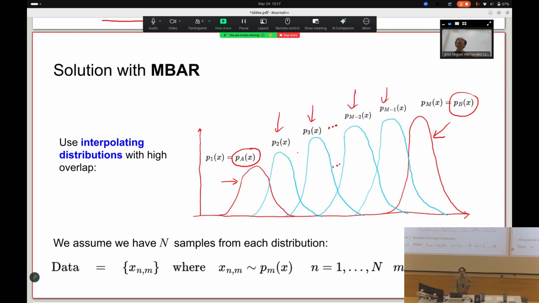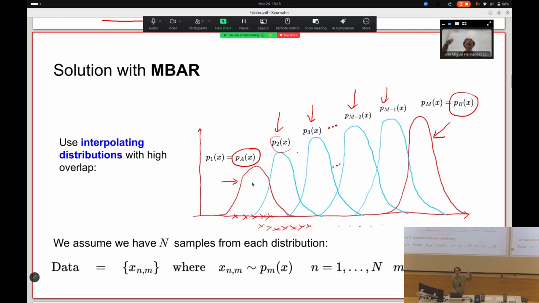And you're going to generate now samples from all these distributions. So you're going to generate samples, and even if your distributions are normalized, you're going to have maybe samples from this PA distribution, and then you have also samples from P2 distribution, and so on. You have samples from all these distributions. And M-bar is going to estimate the normalization constants of these distributions.